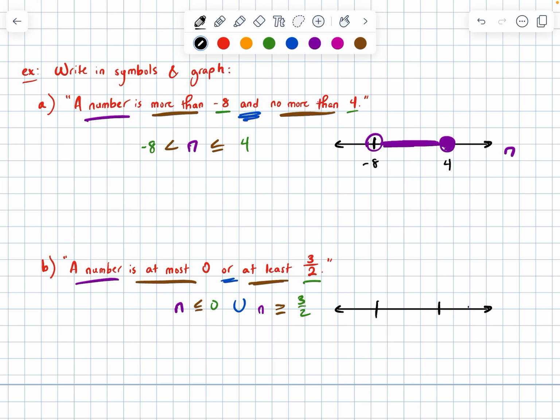So on my number line, again, think smarter, not harder. Don't waste time. I'm going to give myself my 2 numbers, the 0 and 3 halves. I'm working with values of n, so maybe I'll label that on my number line. I know that around 0, I need a closed circle. Around 3 halves, I need a closed circle. I'm greater than or equal to 3 halves, so I have an arrow going off to the right. I'm less than or equal to 0, so from the 0, I've got an arrow going off to the left. Split graph. Fantastic.